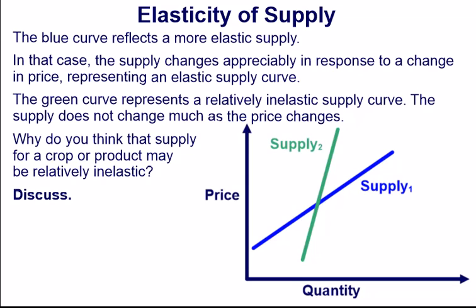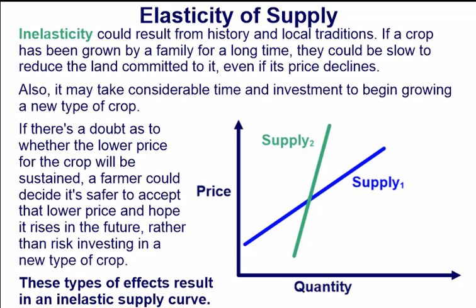Why do you think that supply for a crop or product may be relatively inelastic? Discuss. Inelasticity could result from history and local traditions. If a crop has been grown by a family for a long time, they could be slow to reduce the land committed to it, even if its price declines.